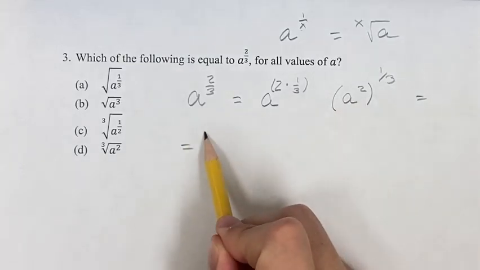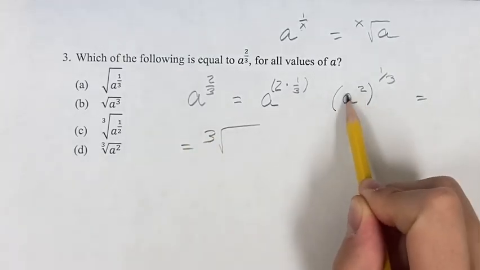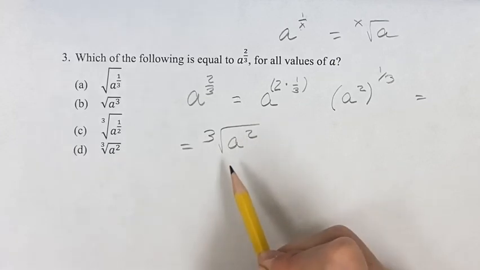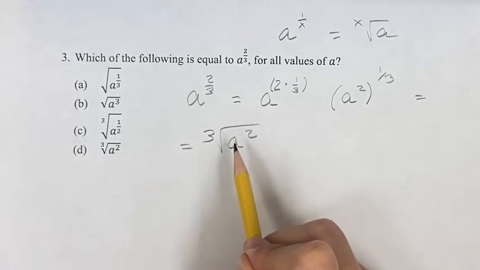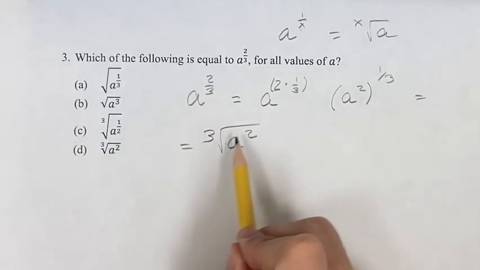So in this case, we're taking the 3rd root, not of a, but of a squared. So this expression is equal to a to the 2/3, and this is answer D.